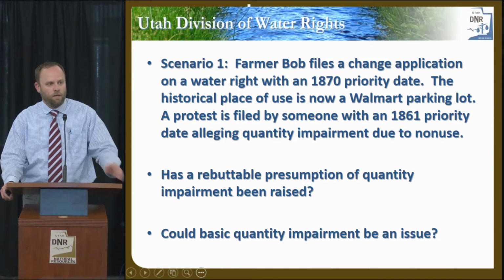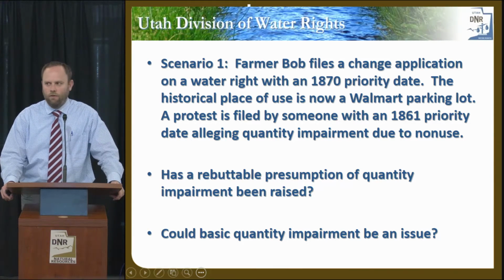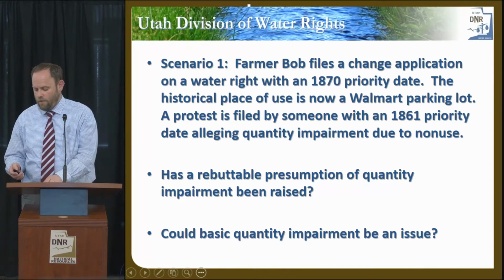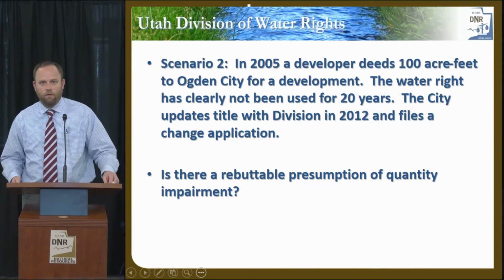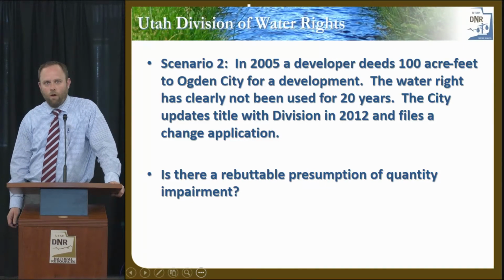Okay, so what could we change to make quantity impairment by non-use be an issue? Could swap the priority dates, right? Well, you don't get to do that in water rights, but the state engineer could also raise it, or perhaps a protestant that does have a junior water right could come into the picture, right?